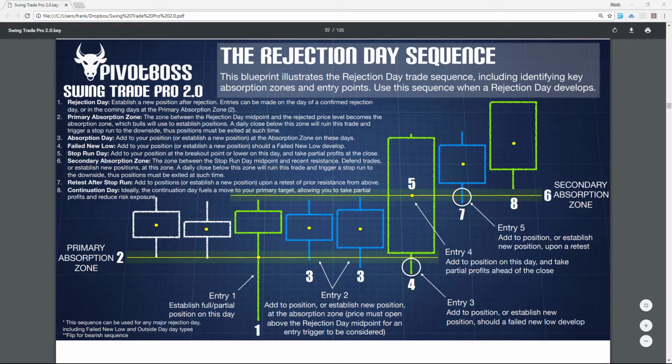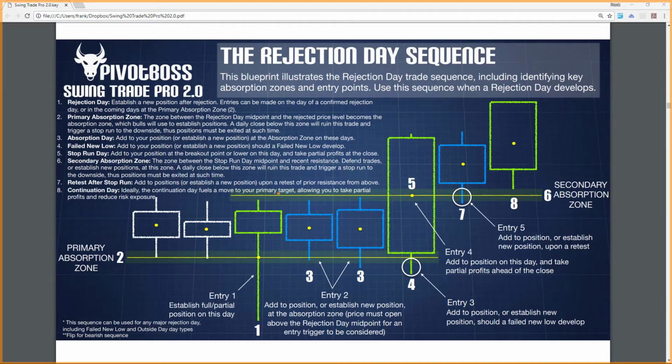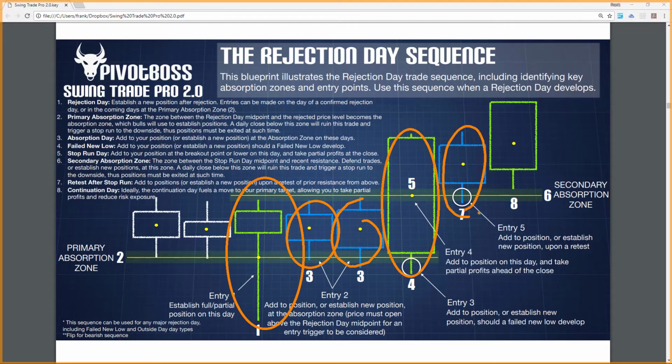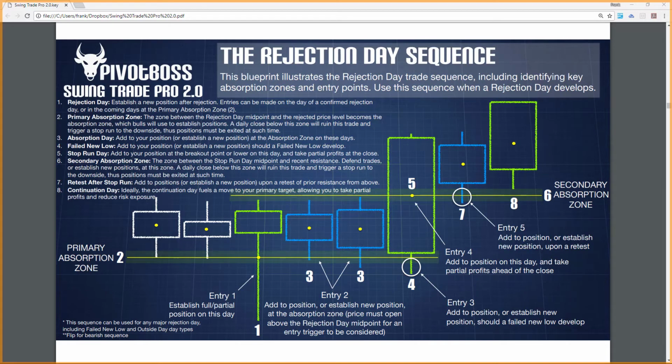So at first we were looking at just one day. This is one rejection day. This is 1 or 2 absorption days. This is 1 stop run day, another absorption day. This right here is a continuation day, right? So we're stitching together, combining multiple days to create a trade sequence where we understand where every entry point is for that trade, every potential absorption zone, and every failure point.